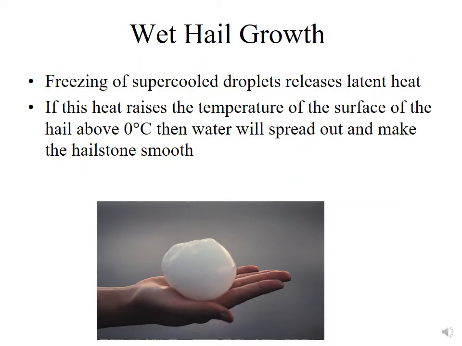So there are two ways that these hailstones grow. One of these we refer to as wet hail growth. And this is, of course, the freezing of supercooled droplets releasing latent heat. And if the ice crystal happens to be close to 0 degrees C, then the latent heat release can raise the temperature on the surface of the hail just a little bit above 0 degrees Celsius. And what that does is it allows the water to spread out before it freezes. And in this situation, you'll get a very smooth, round hailstone.